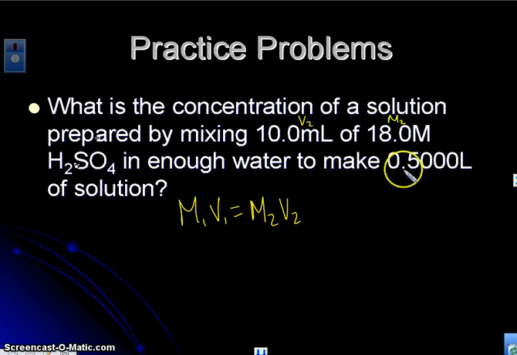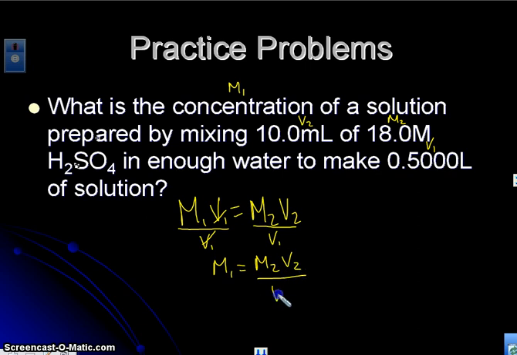And we have a volume, 0.5 liters. That would make this V1. So for our concentration, we need to find M1. Let's solve it algebraically. To get M1 by itself, we're going to divide both sides by V1, and these two will cancel. You can see that M1 is going to equal M2 V2 divided by V1.